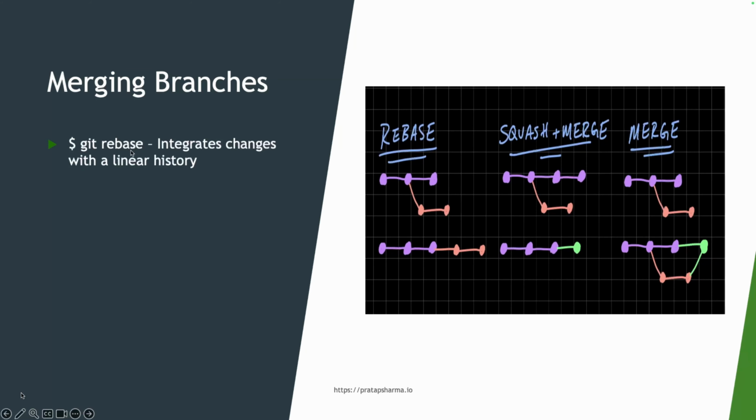So what's a rebase? It integrates changes with a linear history. You can see we have this main branch and we created a new branch out of this, okay? Now when we rebase this branch, the commits are added linearly. The advantage of this is we can always go back to a particular commit, this commit or this commit, right? So we don't lose any history, okay?